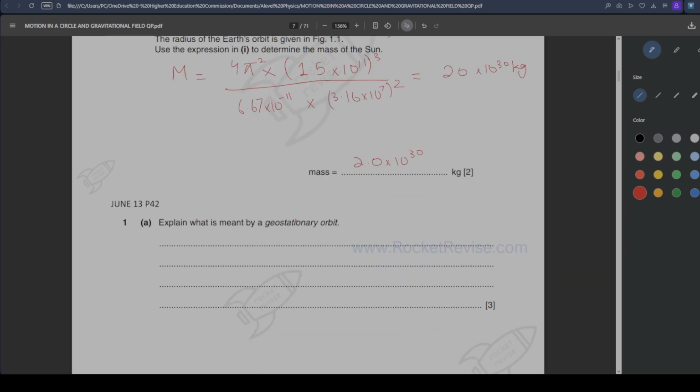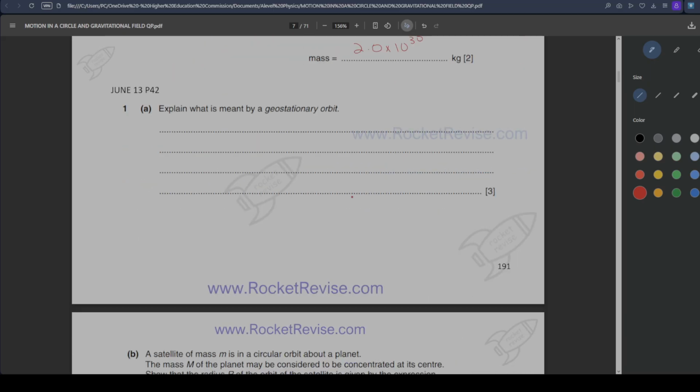That's the next part. Explain what is meant by a geostationary orbit. In a geostationary orbit, as we saw, it is an orbit whose speed of rotation is the same as the speed at which the Earth rotates about itself. So for an observer on Earth, the satellite will always stay above you, it's going to be stationary. That's why it's called a geostationary orbit. So from Earth, the satellite appears stationary.